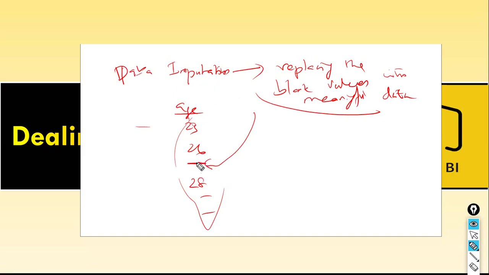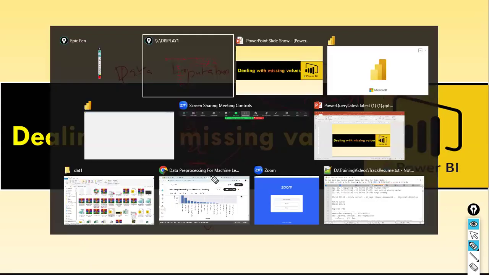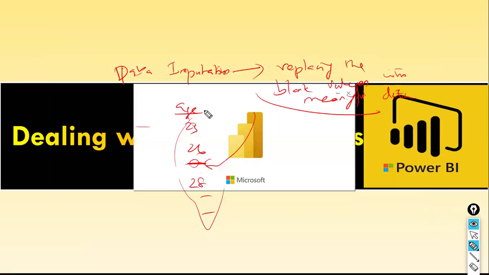Replacing the blank is not like replacing the blank value with zero or something like that. Instead, we use a meaningful value rather than zero. So not zero: take the average of each column and then replace the blank value with the average.